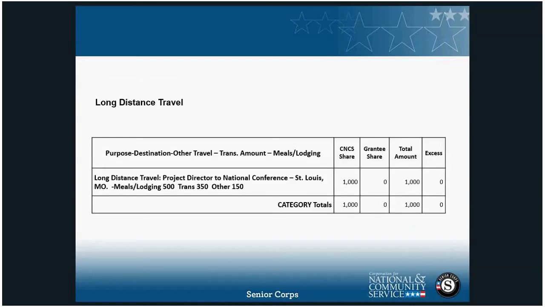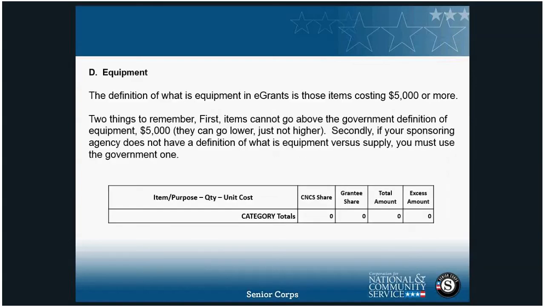And that's just a threshold. If the training is not CNCS sponsored, you will need to get prior approval if using CNCS dollars. Include the number of staff or staff person attending the training.